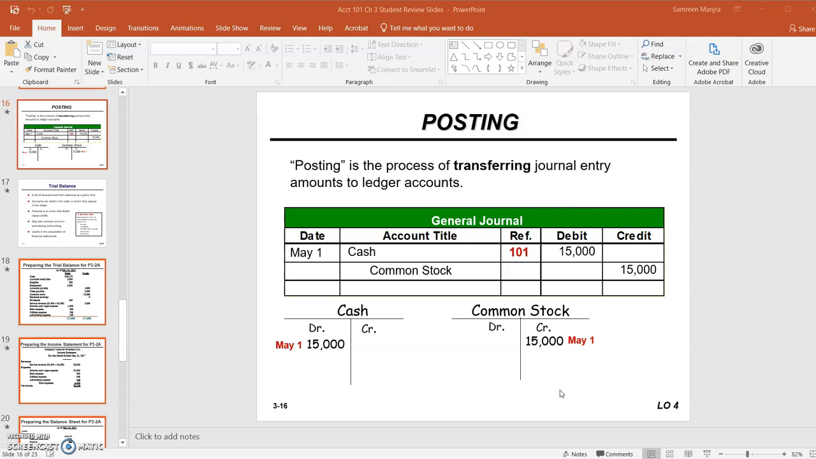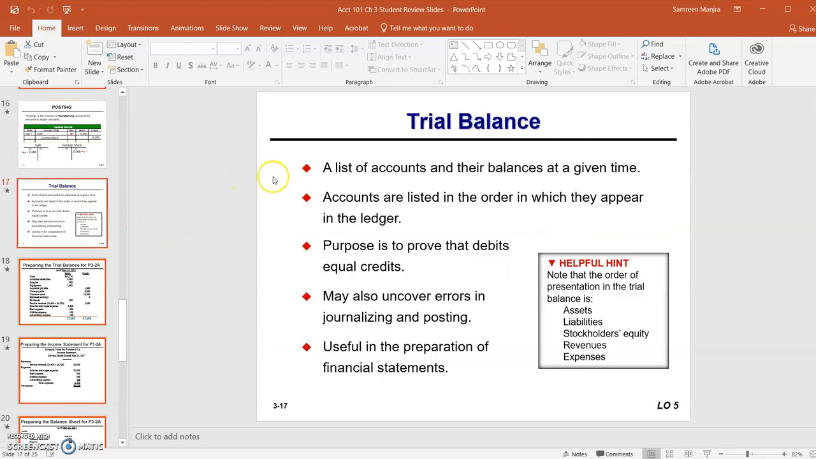What happens with this general ledger is that at the end of the accounting period, a company is going to get their total ending balance. And they're going to summarize that information, which brings us to our next slide. The trial balance is a list of accounts and their balances at a given time, and accounts are listed in the order in which they appear in the ledger.